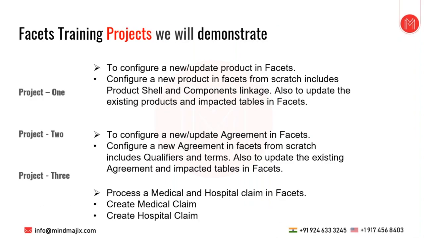The first would be to configure or update a new product in Facets from scratch, like creating a product shell to linking product components, fixed and variable components. Then project 2 would be to create an agreement in Facets: creating an agreement, updating or adding qualifiers to any terms, or adding global agreements and fee schedules.